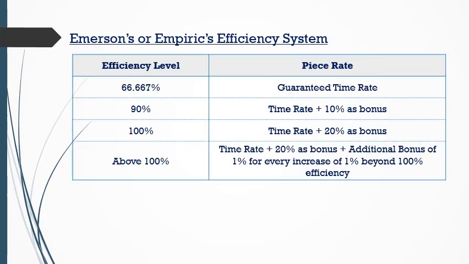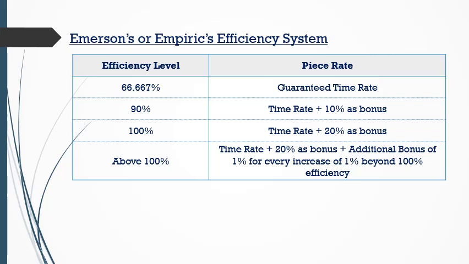Let us discuss Emerson's empirical efficiency system under premium bonus scheme. Wages will be paid according to the efficiency level. If the efficiency level of the employee is 66.67%, the piece rate will be the guaranteed time rate by the organization. If the efficiency level is 90%, it will be regular time rate plus a 10% bonus. If the efficiency level is 100%, time rate plus 20% of bonus.